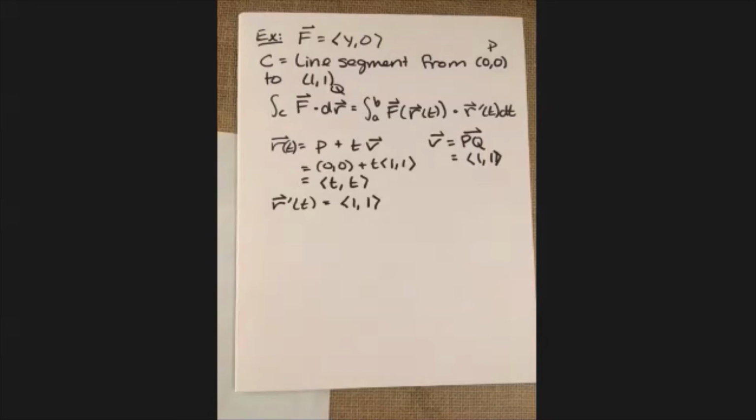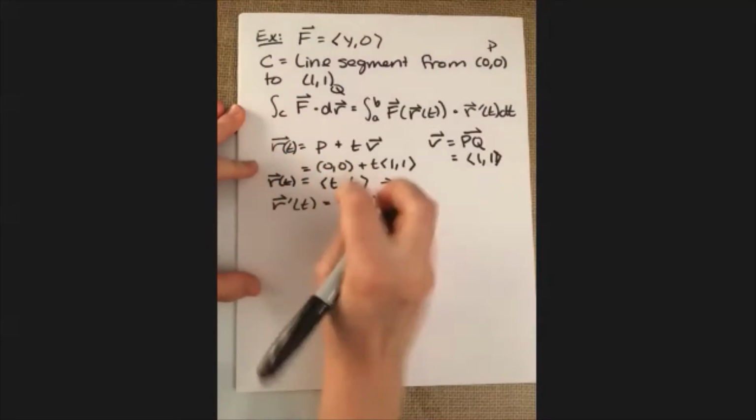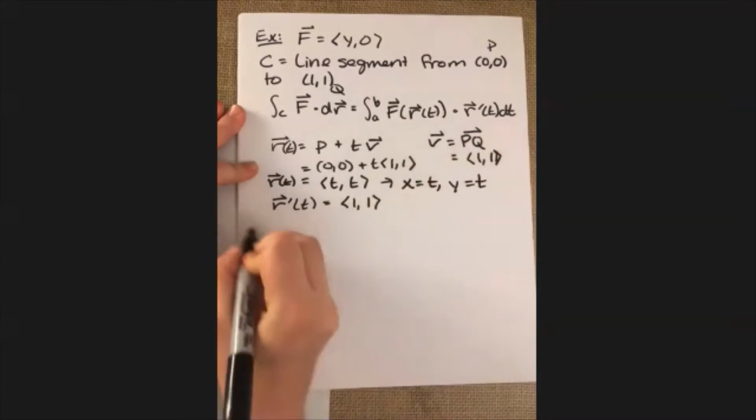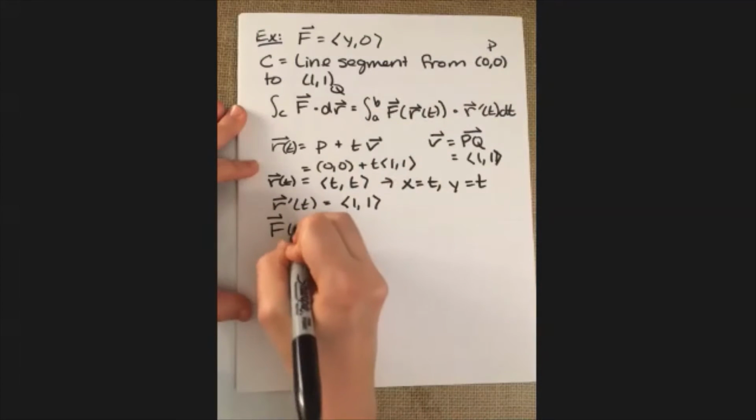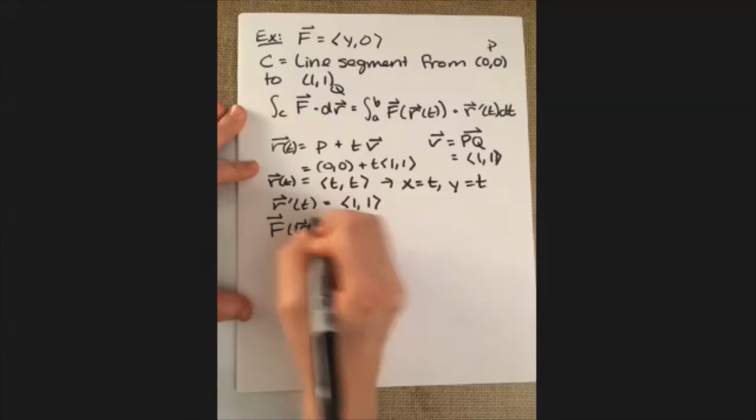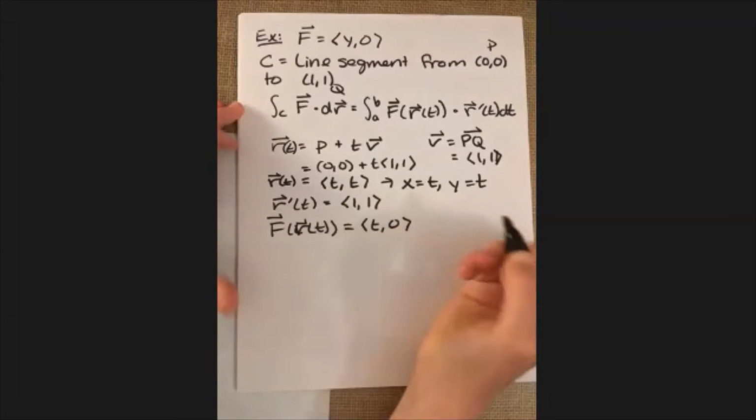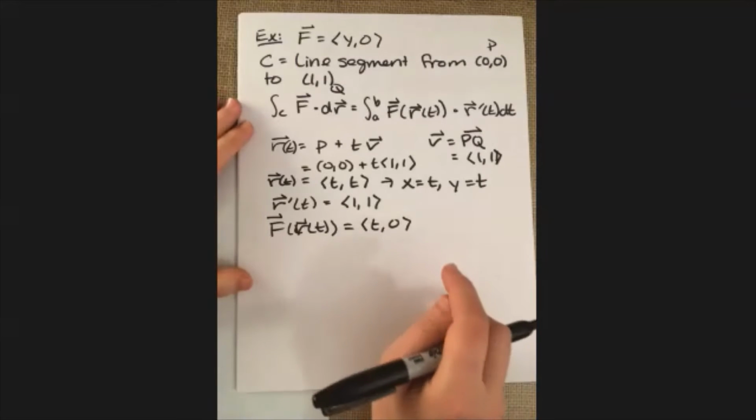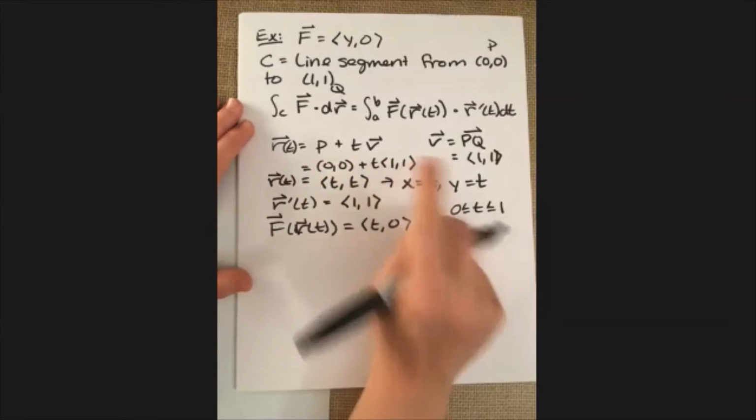And we also note that this line, r of t equal to t, t, means that x has to be equal to t, y has to be equal to t as well. So if we wanted to write out f of r of t, that has to be equal to t, 0. And finally, we recall that the bounds on t are between 0 and 1 because we are working with a line segment that starts at 0, 0 and ends at 1, 1.